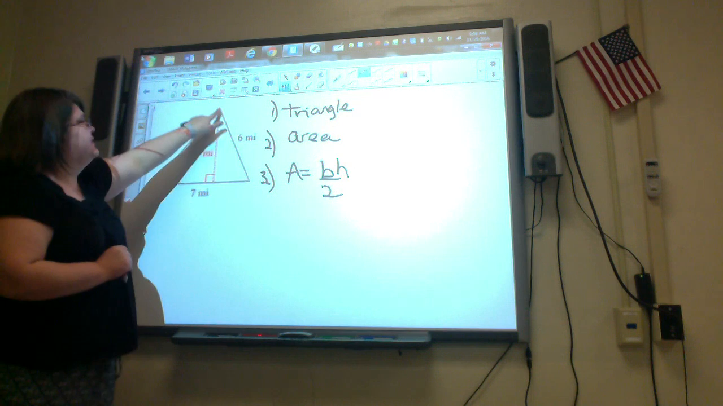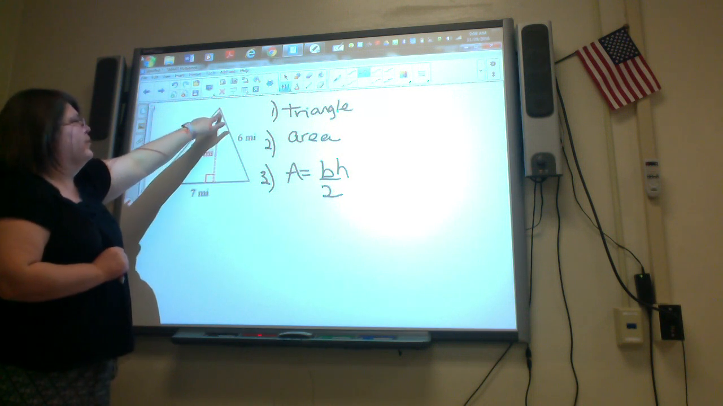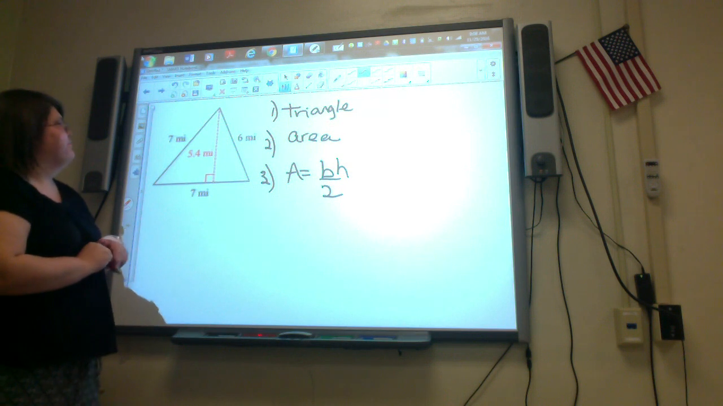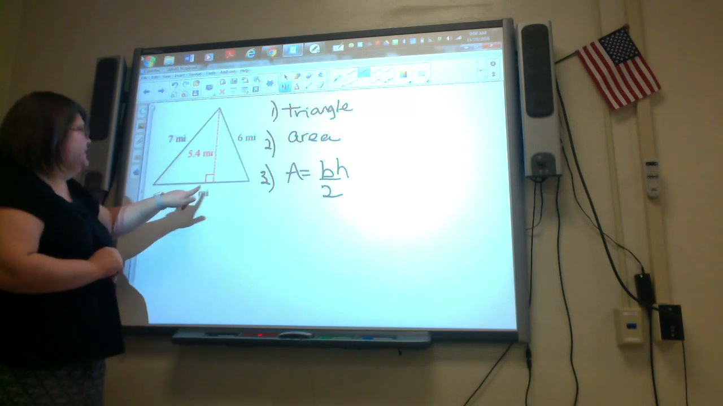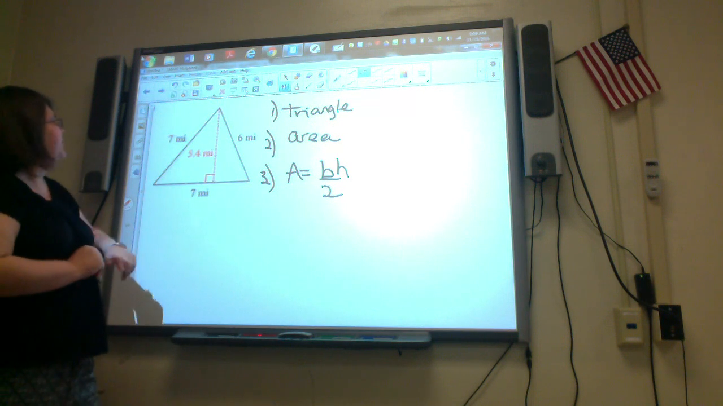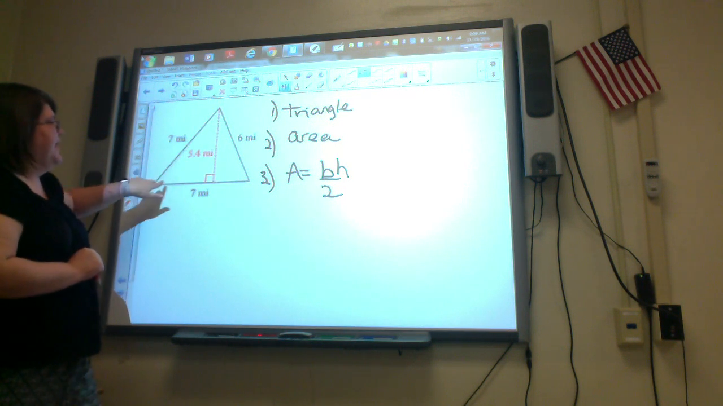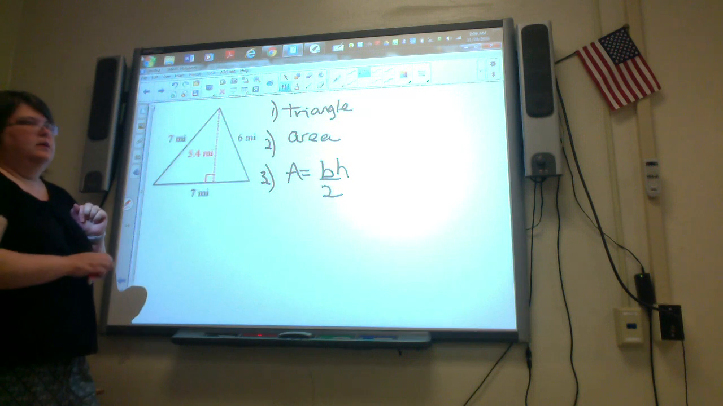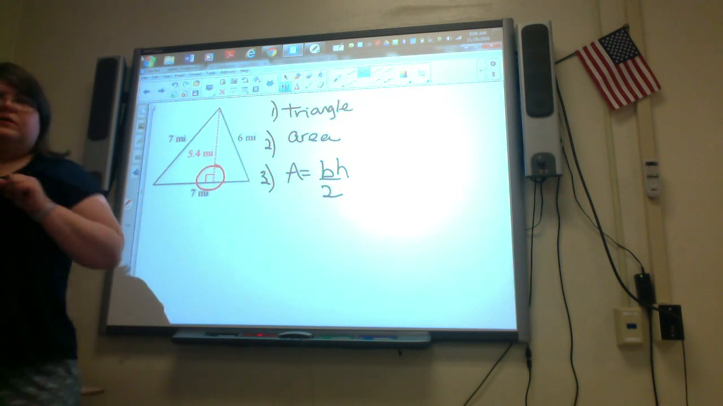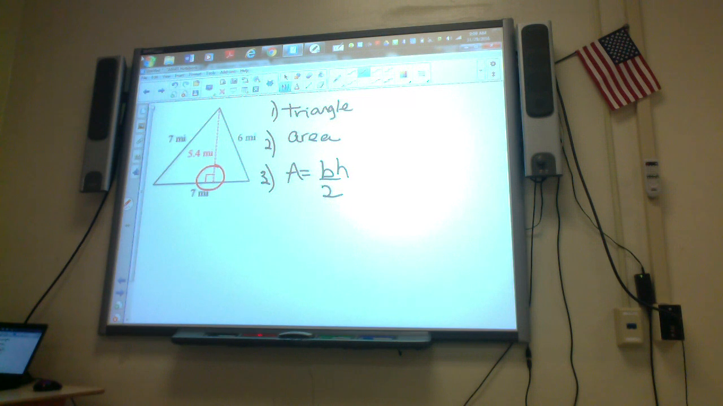How about where the 6 and the 5.4 meet? Is that a right angle? You have to meet at the bottom. No. How about this 6 and this 7? Does that make a right angle? No. How about your 5.4 and your 7? Yes, it is. All right, so right here is where you have your right angle. The 2 lines that meet right there, those are the 2 numbers that you use.